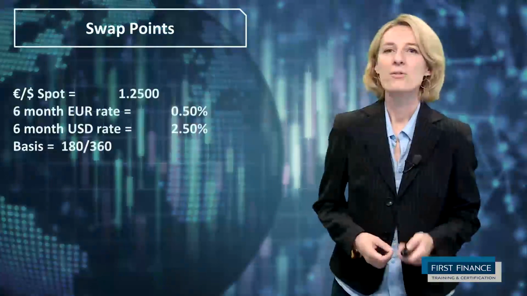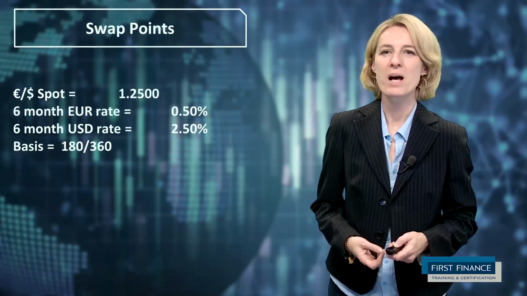When the forward price is higher than the spot price, we say that the euro is at a premium to the dollar. And equally, when the forward price is lower than the spot rate, which will be the case when the euro rate is higher than the dollar rate, the euro is said to be at a discount to the dollar. For example, let's use the following market data.